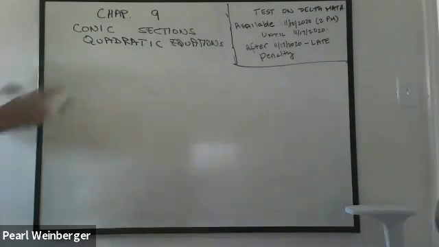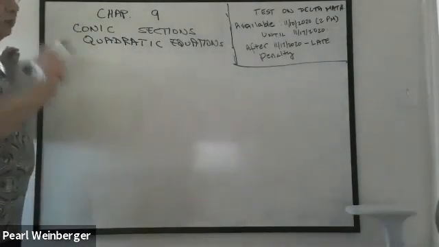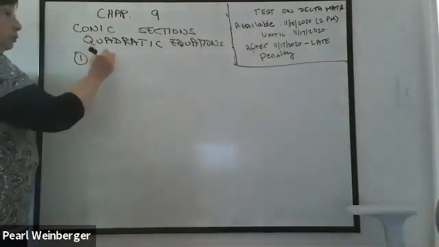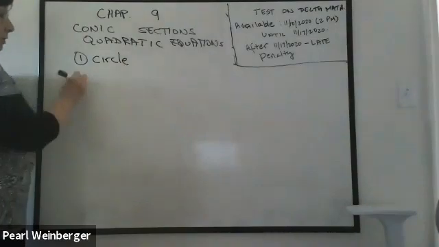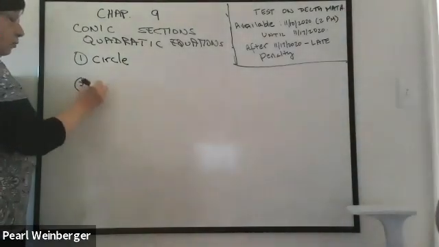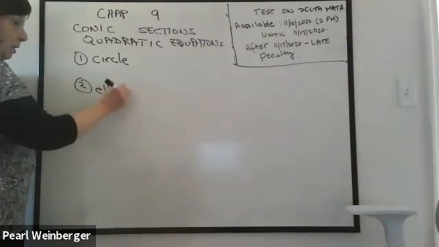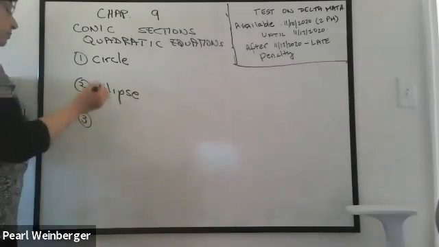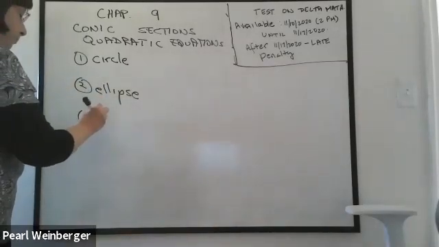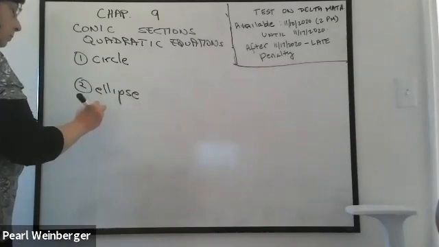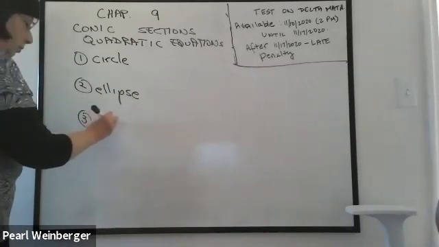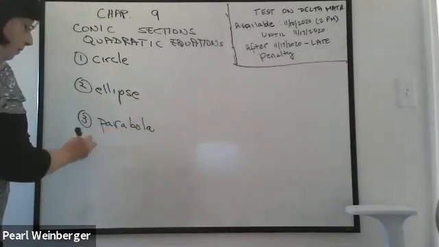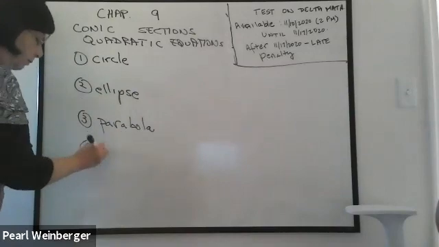From a quadratic equation, we get 4 types of figures. One type of figure we could get is a circle. The second type is something called an ellipse. The third type is a parabola. And the fourth type is something called a hyperbola.